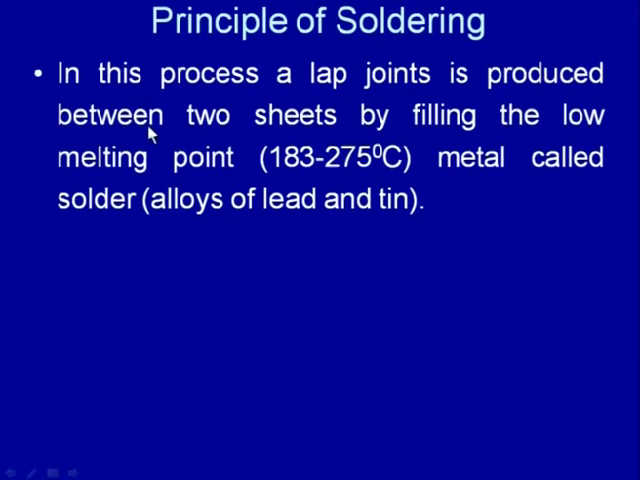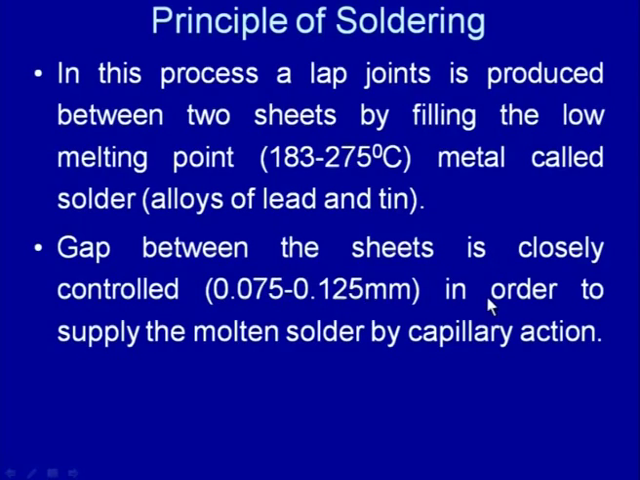Now, we will see the soldering principle, which is used for developing the joint between the components where common fusion welding processes we cannot use effectively. In this process, a lap joint is produced between the two sheets by filling a low melting point filler material having the melting temperature range varying from 183 to 275 degrees centigrade, and this kind of metal is called the solder, which is an alloy of lead and tin.